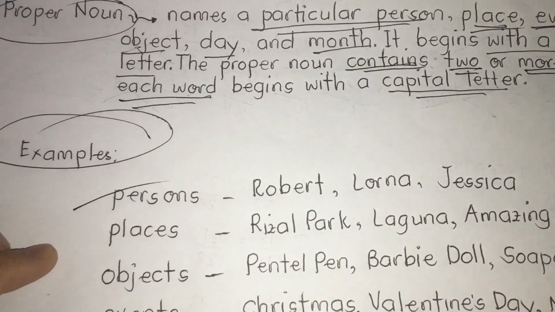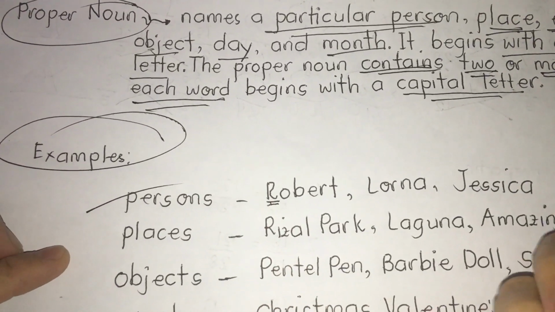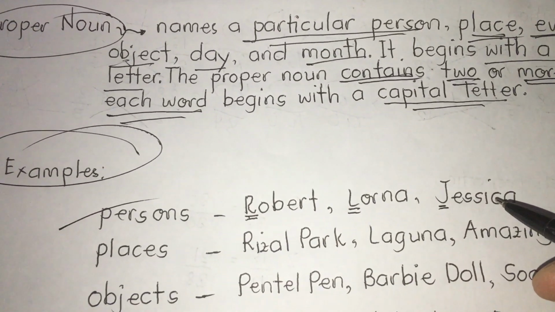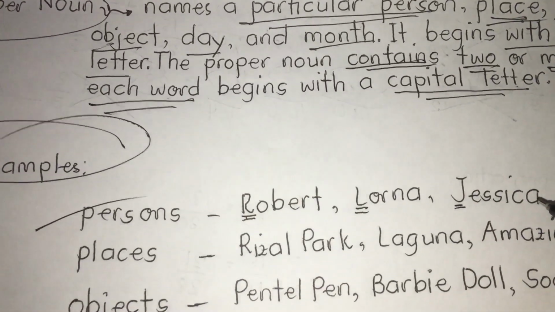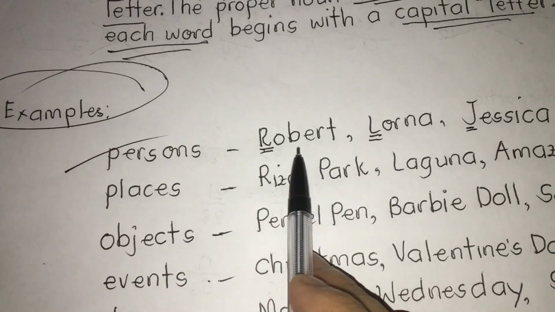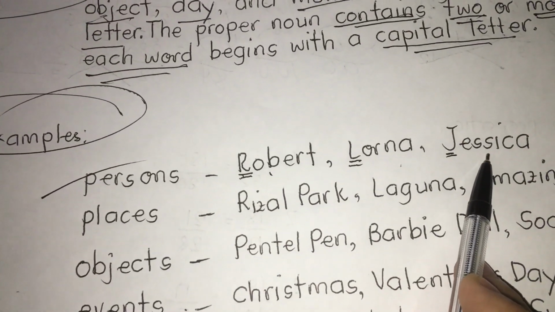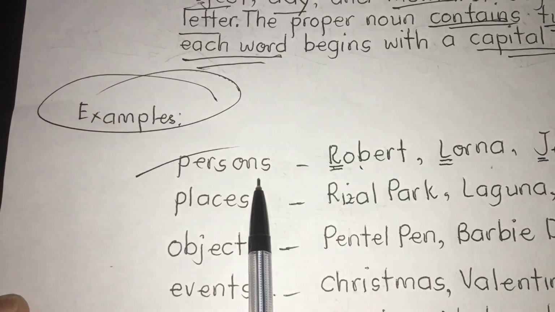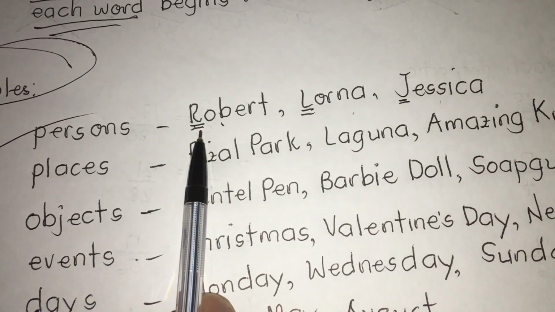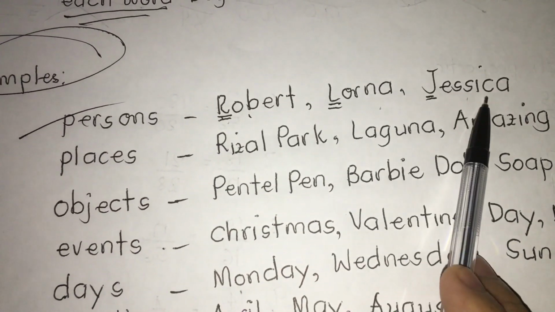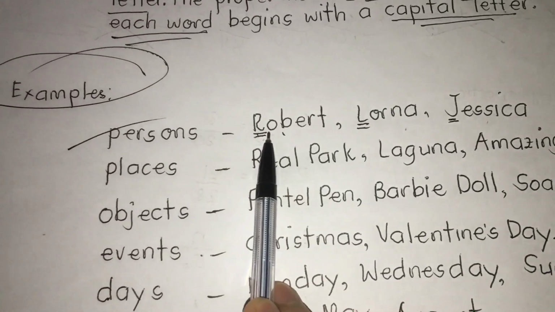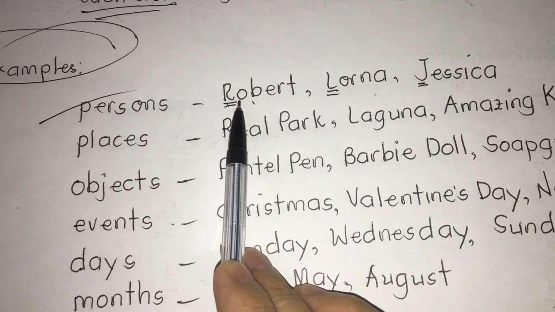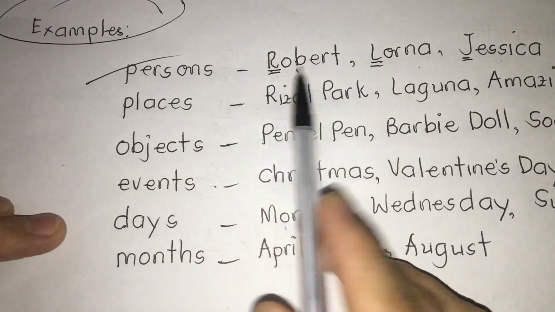Say for example, a person's name, you're going to start with an uppercase letter, names of a place, of course, names of an event or whatsoever, you should capitalize it. And that is how you're going to write a proper noun. Robert, Lorna, Jessica, these are the names of persons. You can cite any names as well as they belong to persons. And you are going to write it in uppercase. Even though you write the names of persons, if you write it in a small letter, your answer is incorrect because it is a common noun. A proper noun should be written in capital letter or uppercase.